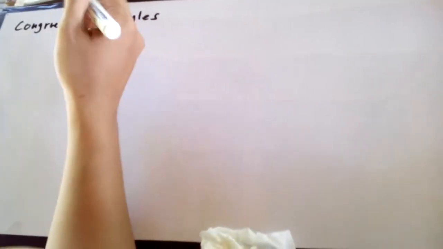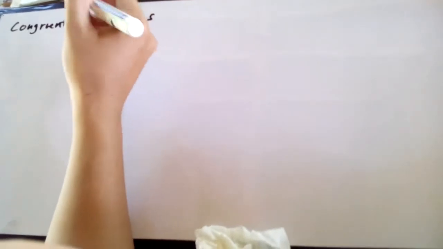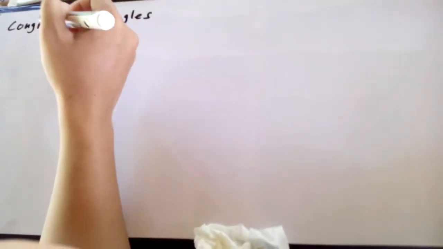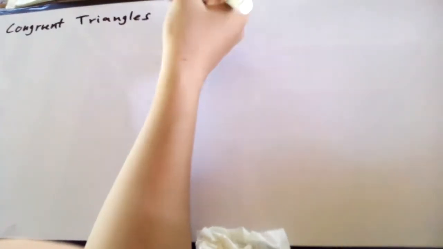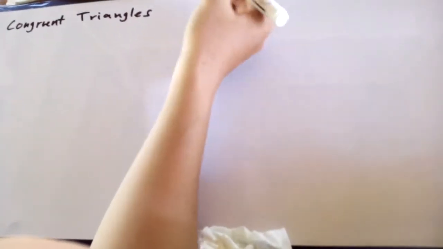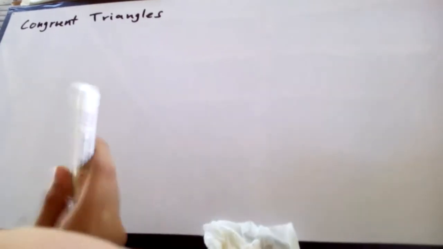Let us determine first our objectives. The first is to define and illustrate what a congruent triangle is. Next is to illustrate and to discuss the different postulates used to prove that two triangles are congruent. Okay, so let us first define congruent triangles.